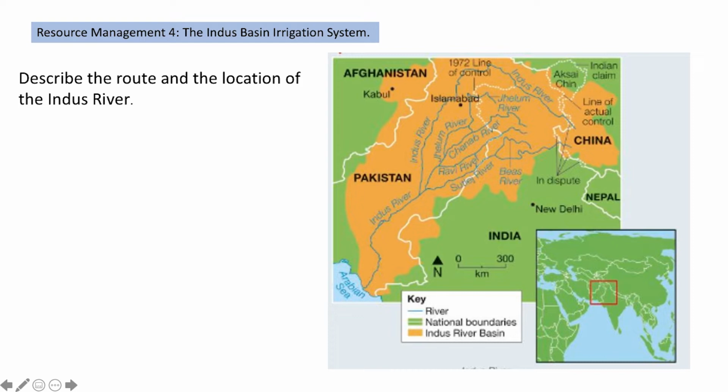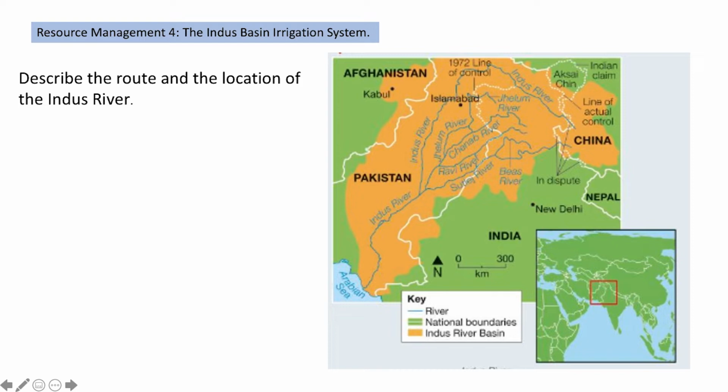We're going to have a little look at the map and then consider the historical context of the region. If you take a look at the map, you can see the Indus River in the orange section, which is in Pakistan, and you can see that it starts in the north and it travels in a generally southern direction down to the Arabian Sea.